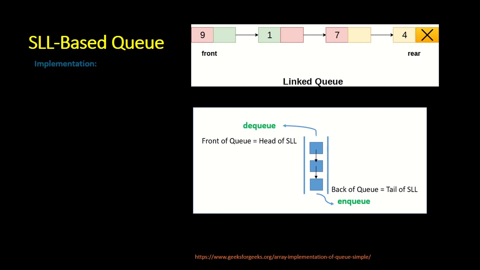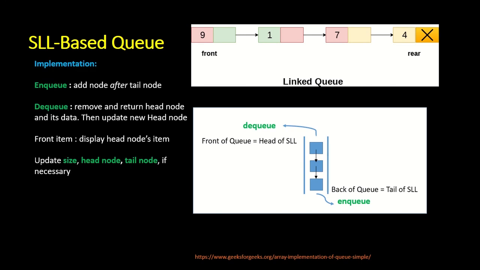So we have our SLL-based queue, or the singly linked list based queue. We have a visual representation right here at the top. It has a node with the data and the address for the next node. So in its implementation, when you enqueue, you add a node after the tail node. So, diba, SLL and singly linked lists have a head node and a tail node. So when you add a node, the tail node will be updated.